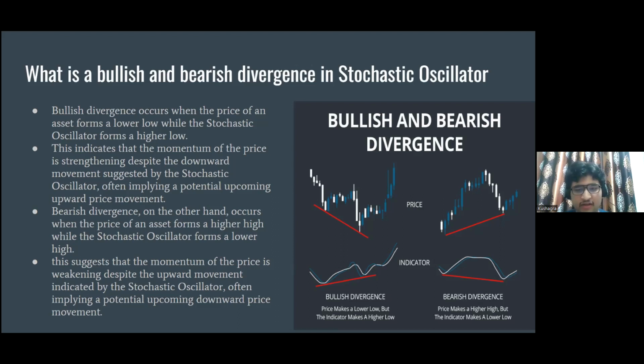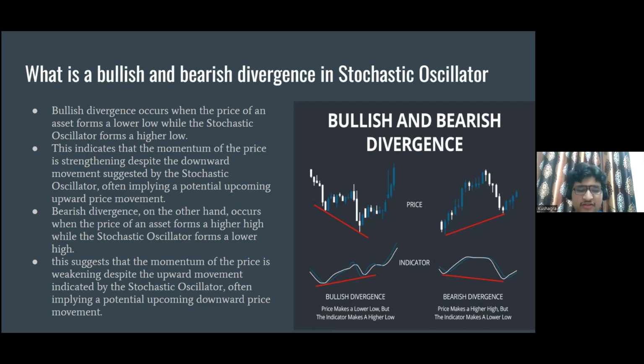Even if the movement of the price is downward, it indicates that the momentum is strengthening. So this implies that there might be an upward price movement. Traders can make decisions based on this implication or outcome. And then there is the bearish divergence.